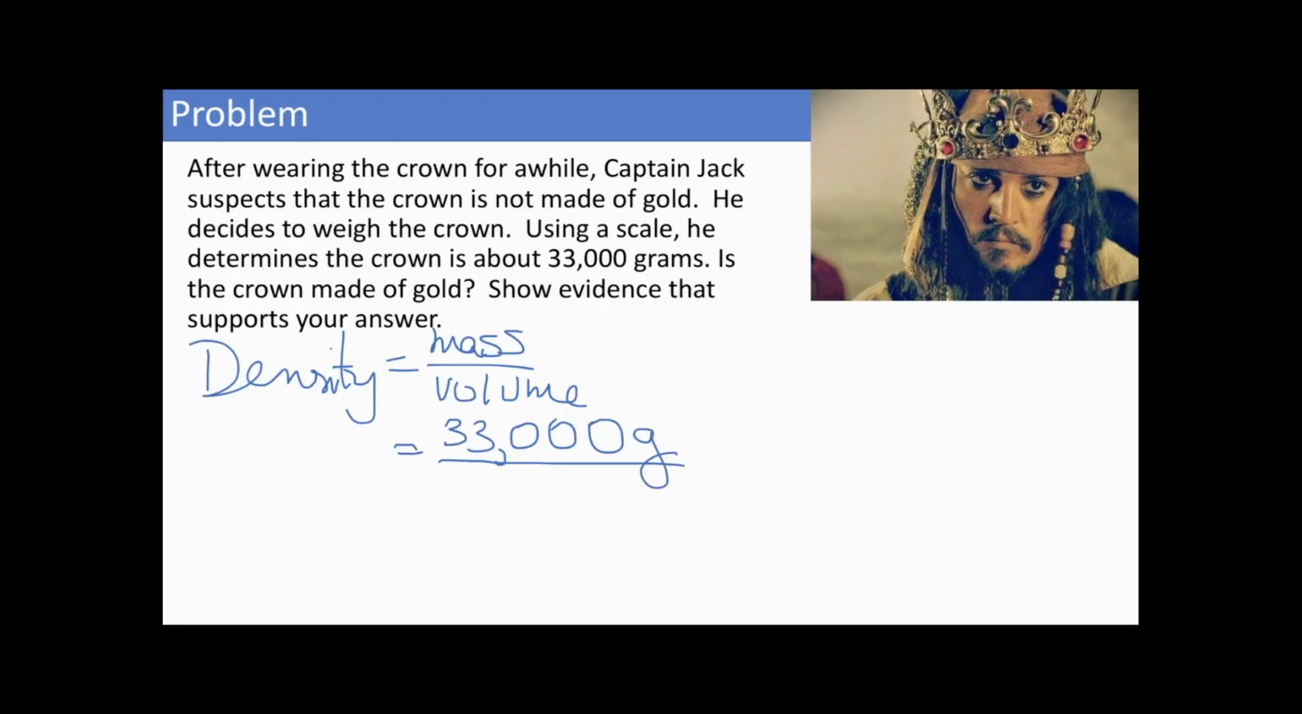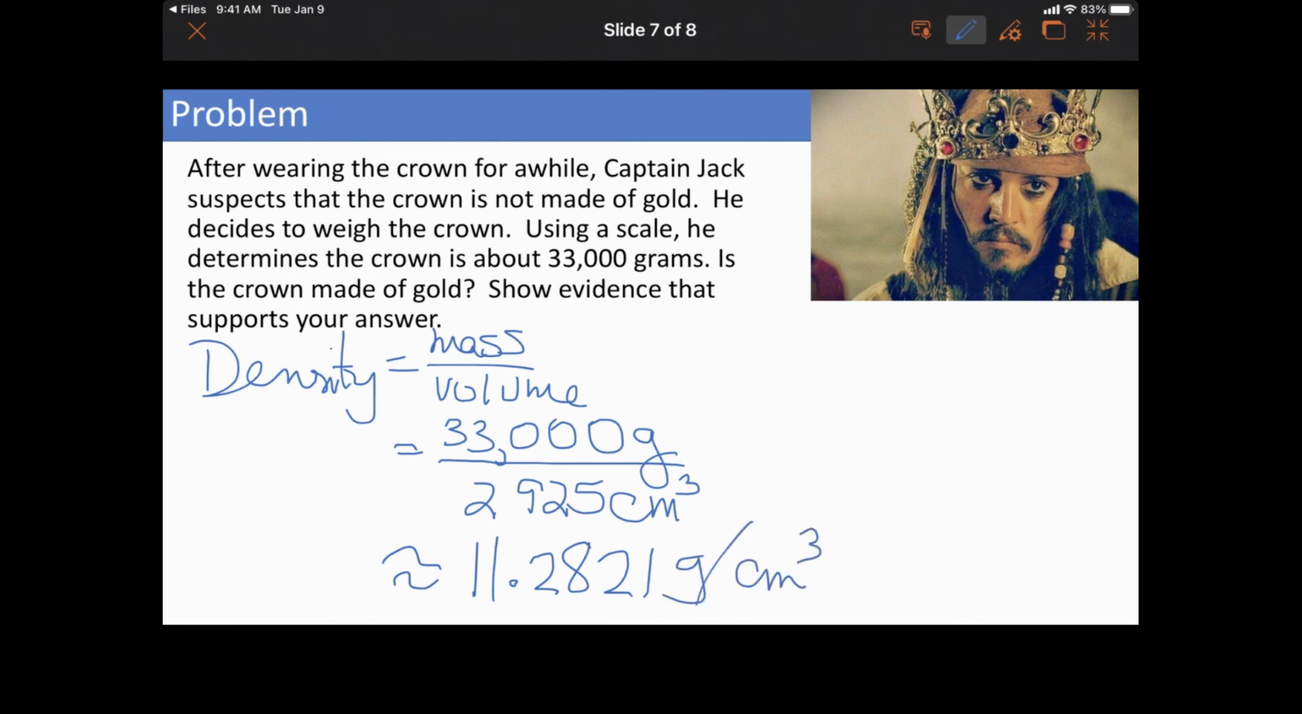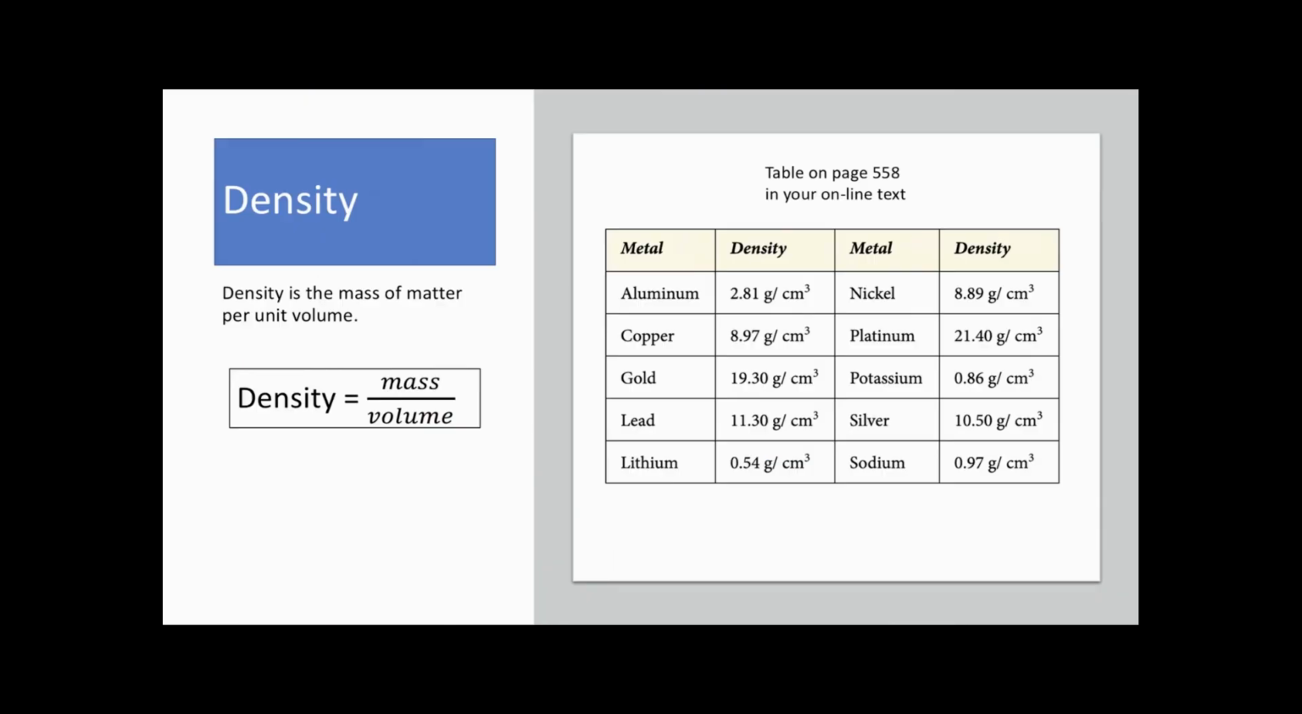Okay. 2925 centimeters cubed. Then you're just going to divide it, because the chart that we had, 1, 2, 3, had a table. So the density is approximately 11.2821 grams per centimeter cubed. So is that gold? All right, let's look at the table that we have. Go back. 11.28.